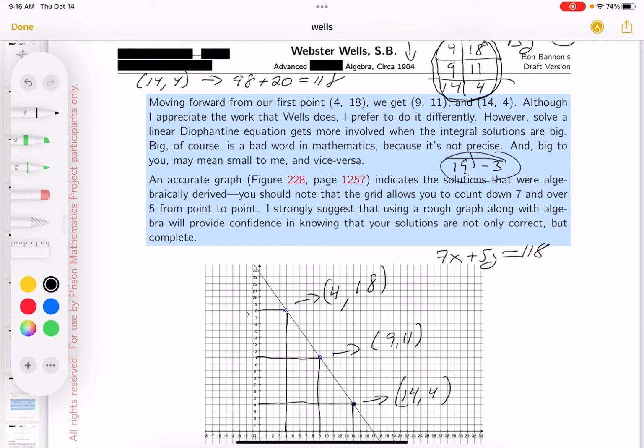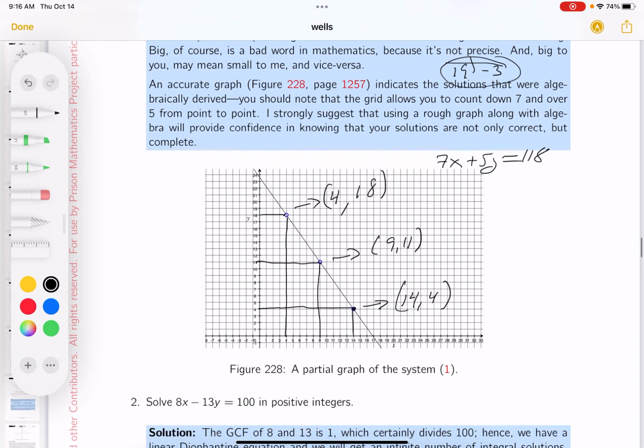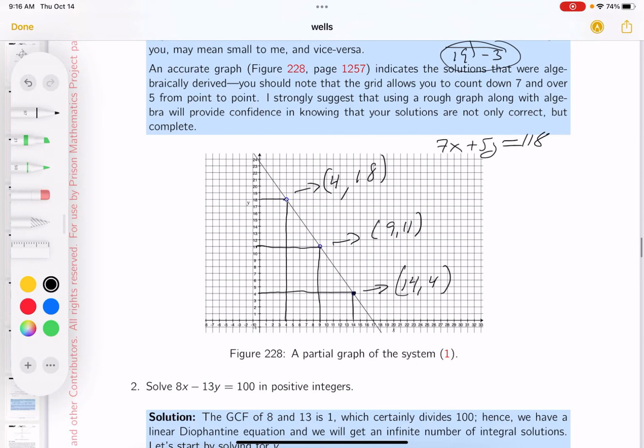Big, of course, is a bad word in mathematics because it's not precise. And big to you may mean small to me and vice versa. Again, we don't use words like big and small in mathematics. It's not a precise term. An accurate graph is provided. I like to provide a graph for you to look at. And part of that's a learning curve, all right?